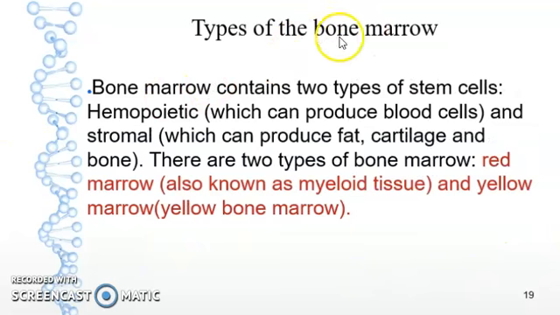So, the types of bone marrow. There are two types of stem cells, as I said before: the hemopoietic, which can produce blood cells, and the stromal, which can produce fat, cartilage, and bone. Hey guys, it is a fun fact that the bone marrow produces fat, and further we will see about the fat and all that. There are two types of bone marrow, as I said before: red bone marrow, also known as myeloid tissue, and yellow bone marrow. That's it.